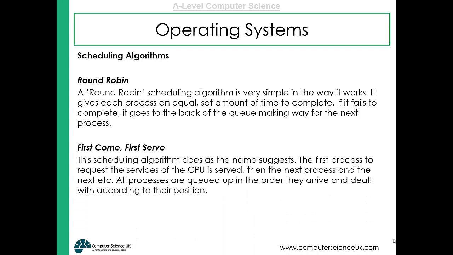First come, first serve. So this scheduling algorithm will process the first request and then move on to the next process, and then the next and the next. And all processes that are queued up in the order that they arrive, they're dealt with according to their position. So they're all just queued up and executed one after the other.